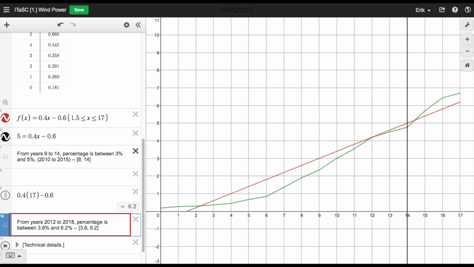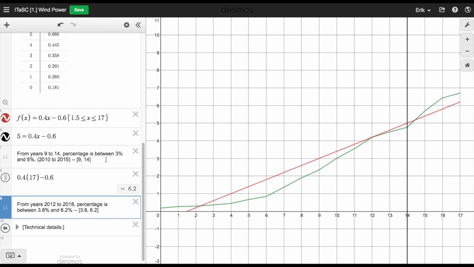We're taking square brackets here under the assumption that you would include the year 2010, or you would include the percentage 3.8, and that might vary depending on what type of data you're looking at. But in this case, we can see that modeling data with a line and making estimates from that give us intervals as answers.